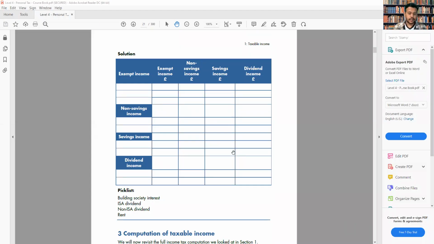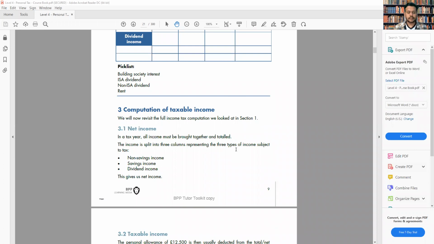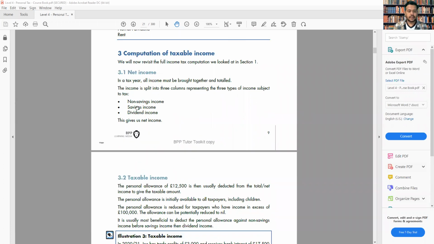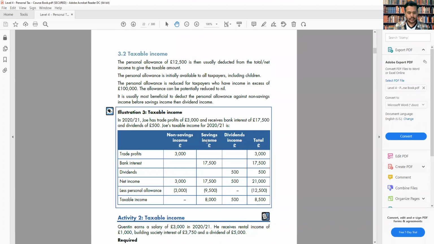All right, so the next top point, we're going to talk about computation of the taxable income. How are we going to calculate the tax? Now we can see here, obviously you have already the idea about the non-savings, about the savings, and the dividend. So now we're going to see how we're going to calculate that.